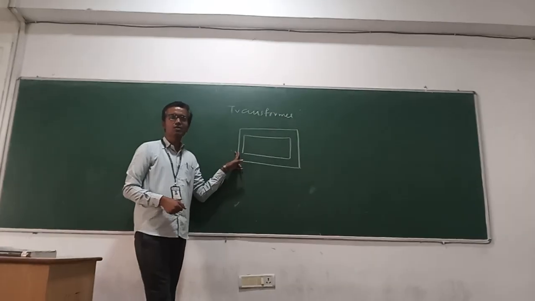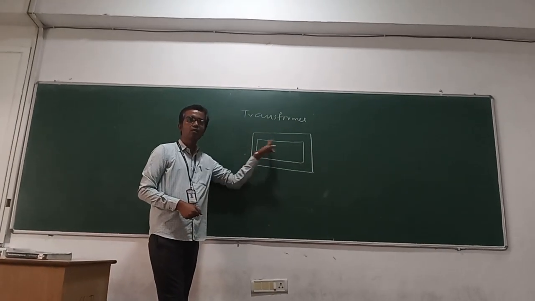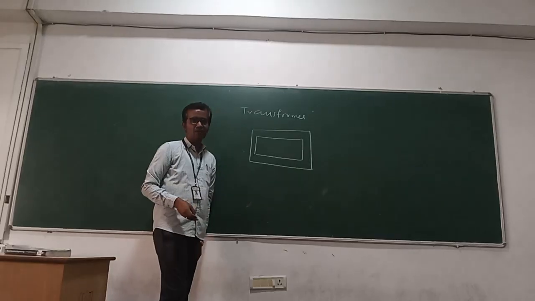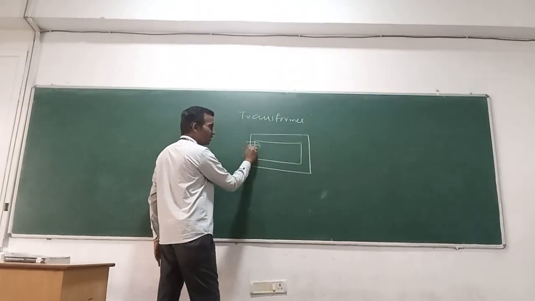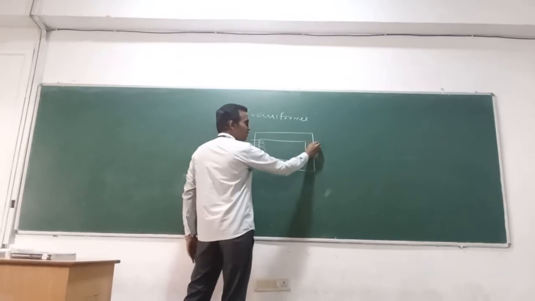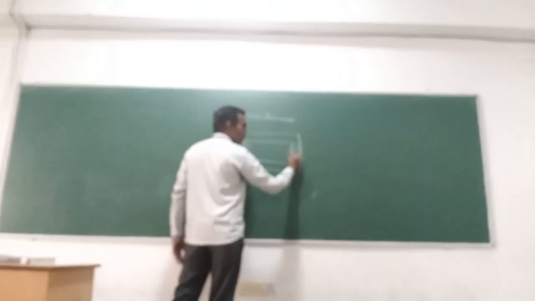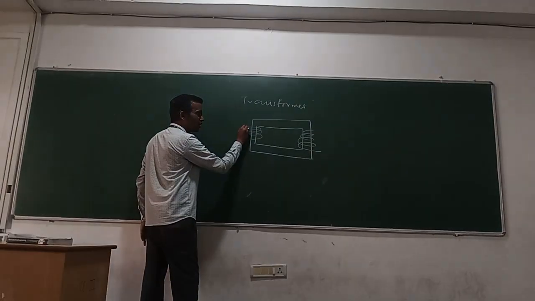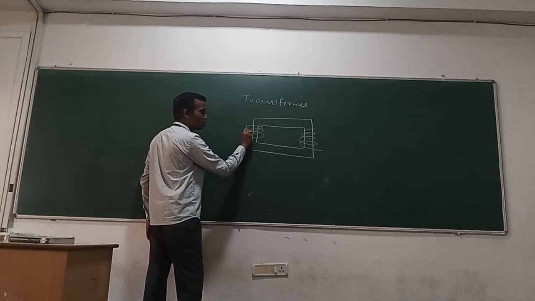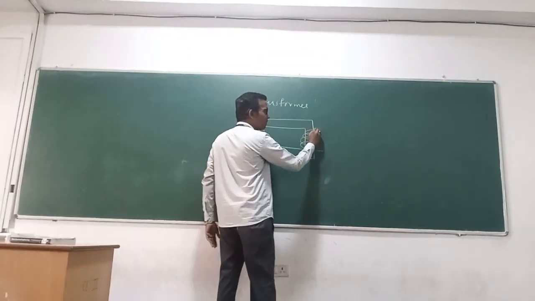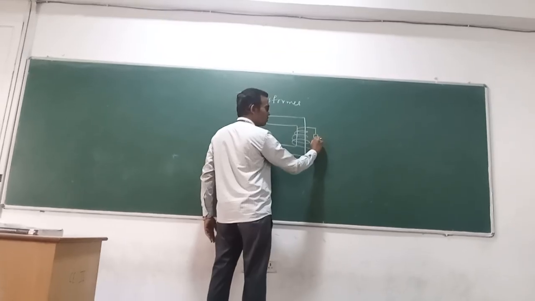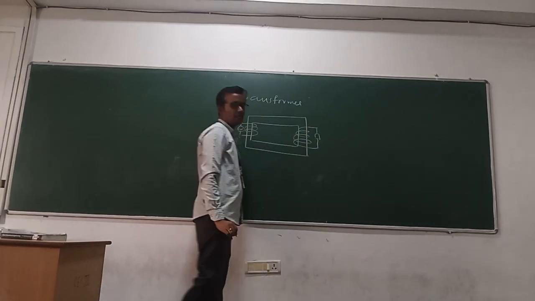A transformer is a device which transfers electrical energy from one circuit to the other circuit without the change of frequency. So the diagram of a transformer is like this. On one side we have one winding, on the other side we have one more winding. The winding at which we connect the supply or source is called the primary winding. Similarly, the winding at which you connect the load is called the secondary winding.